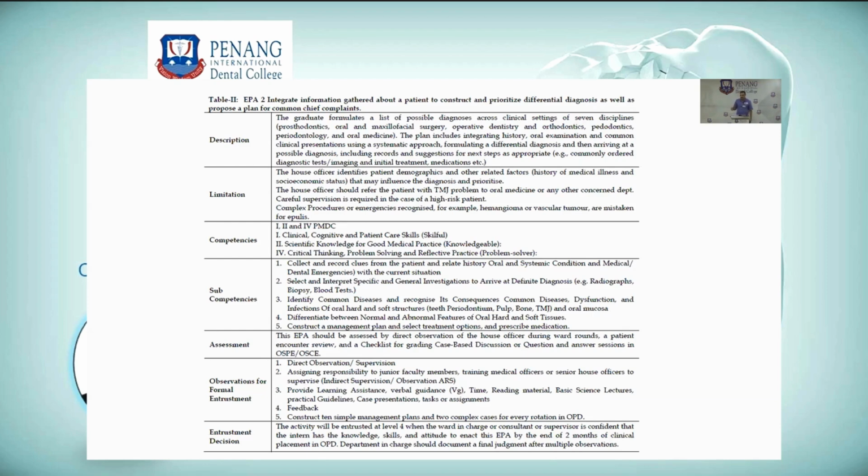Yes, correct. So we have, for a Malaysian graduate, what competency must they have? Those are our fundamentals from where we pick up and then we formulate. Then we have sub-competencies: collect the record, clues from the patient and relate history to oral and systemic condition with the current situation, select and interpret specific and general investigations, identify common diseases, differentiate between normal and abnormal features, etc., etc. So this is an example of an EPA.